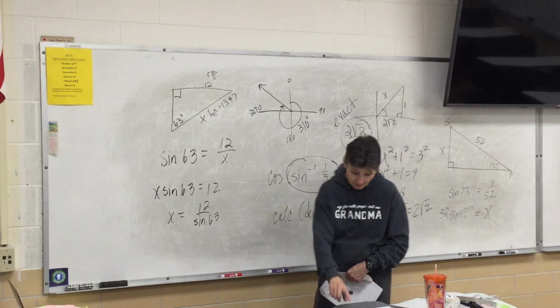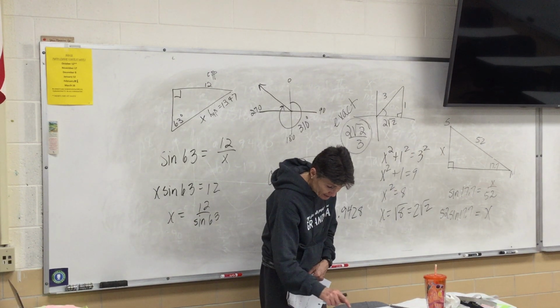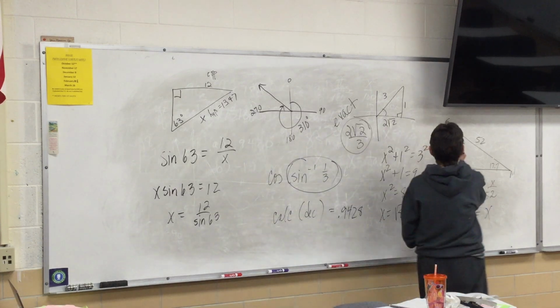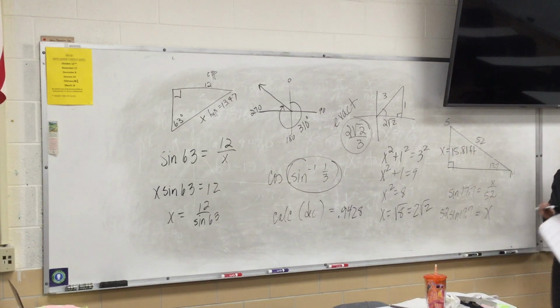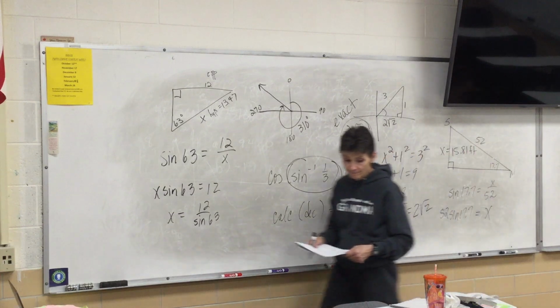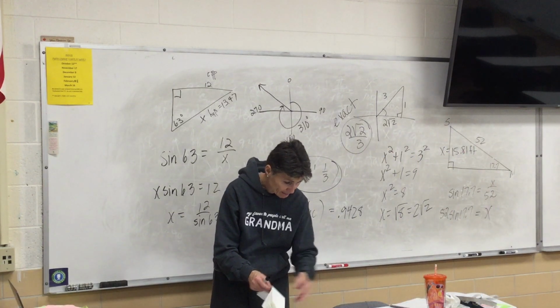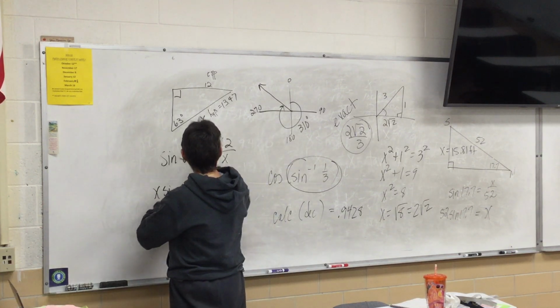Go to the calculator. 52 sine 17.7. And I got 15.81. So I'm going to put a unit on that because I always put units on my word problems. 15.81 feet tall is the tree. All right.